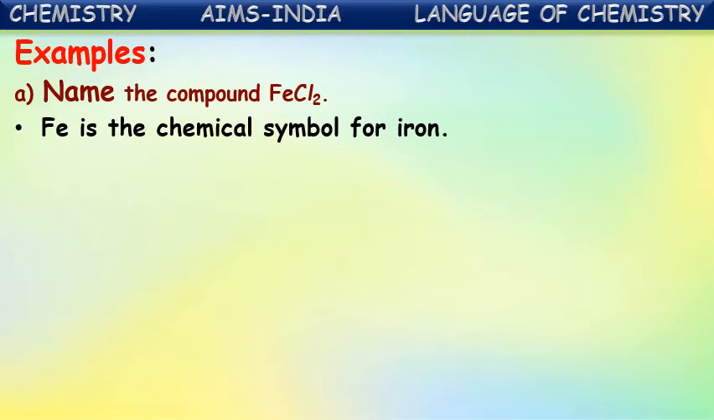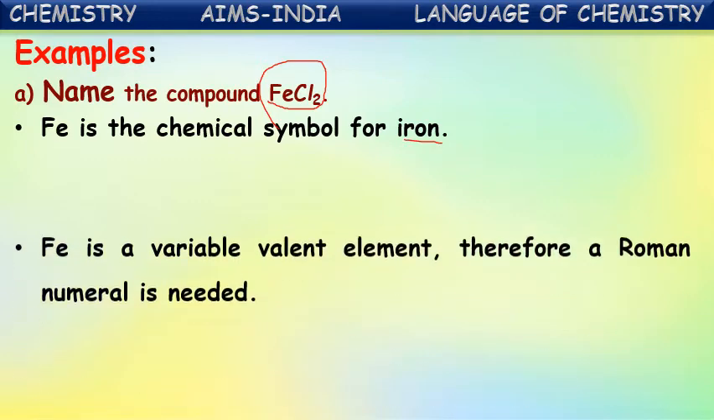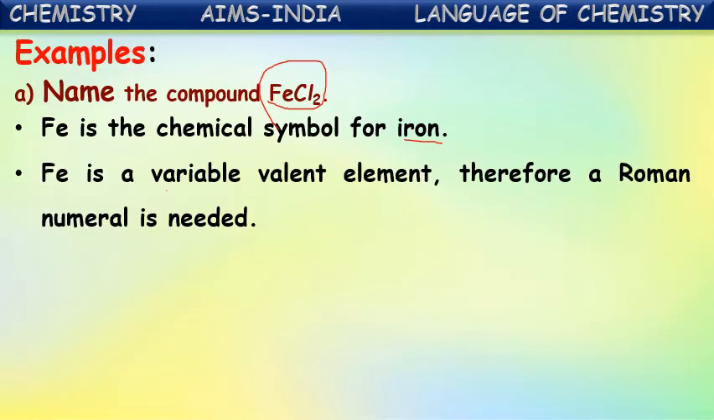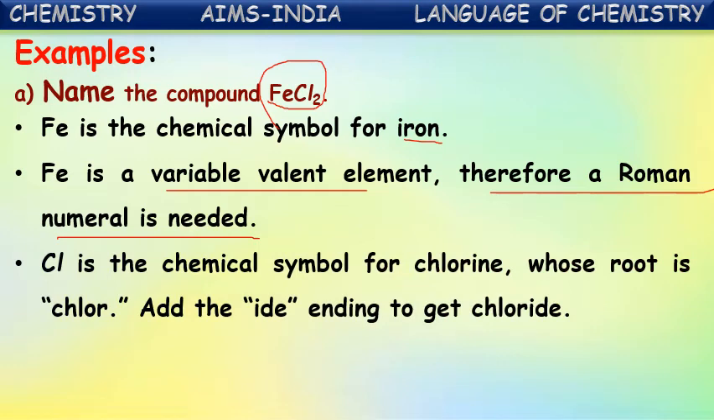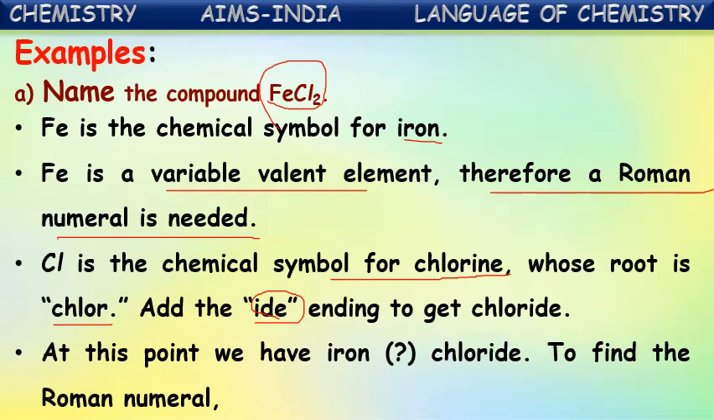Here we are naming the compound FeCl2. Fe is the cation, Cl is the anion, isn't it? Fe is the symbol for iron, so we have to write iron. It is a cation. Fe is a variable valent, therefore a Roman numeral is needed. As Fe has variable valency, we have to follow type 2 rules, so a Roman numeral should be added. Cl is the chemical symbol for chlorine, whose root is "chlor", and we should add "ide" at the ending. Then, at this point, we have iron chloride.